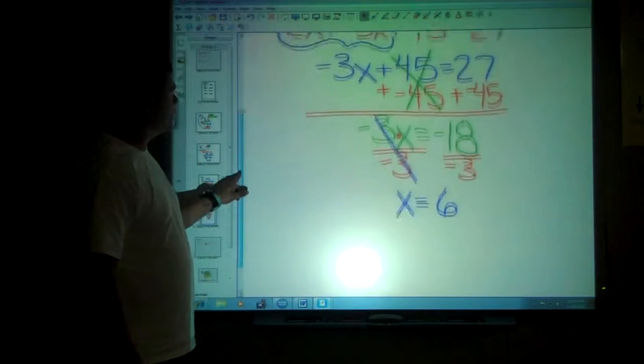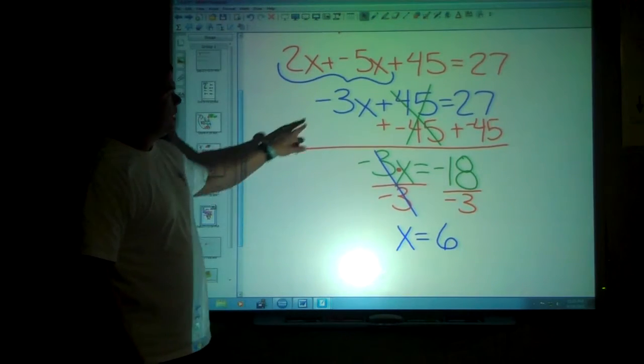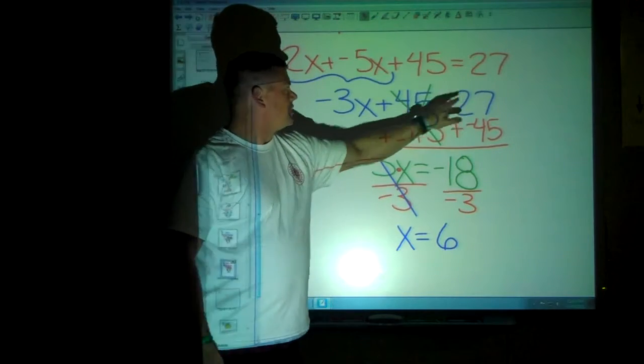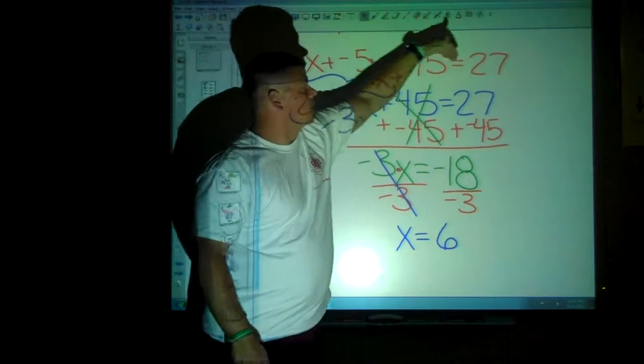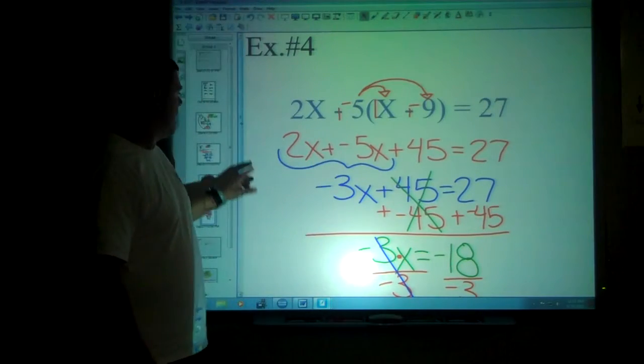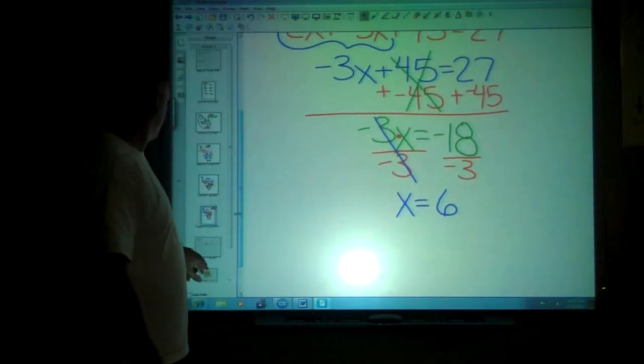You can always plug your answer back in and see if it'll work. Negative 3 times 6 is negative 18. Negative 18 plus 45 is 27. You can put it up here and it'll work. You can plug it in up here and it'll work. Anywhere in here, x of 6 will work.